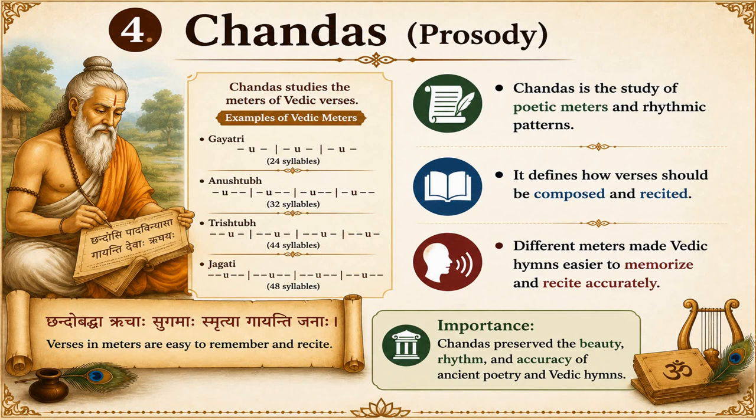So Chandas is a vital branch of Indian linguistics that combined language with rhythm and poetry, and it ensured that ancient scriptures remained accurate, melodious, and easy to memorize, thereby preserving India's rich literary, cultural, and spiritual heritage through the systematic oral tradition.